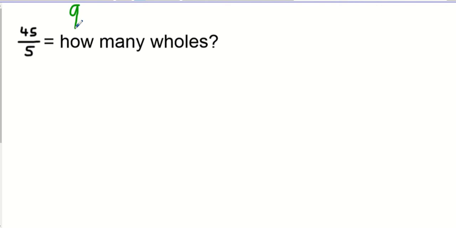There's nothing left over. We know that 45 is a multiple of 5 because it ends in 5. So again, all you needed to do was count up in 5s until you got to 45. So the answer is 9.